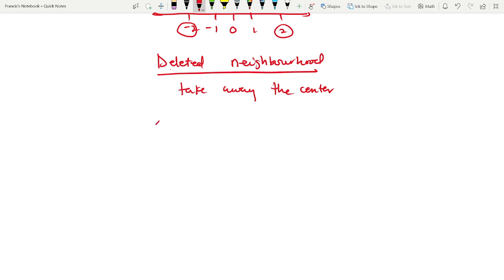So if you have any interval and I find my delta neighborhood around, let's say, A, when you say deleted neighborhood, it means that this A is not part of the interval. So I want to find the interval around A by moving delta units. But after finding that interval, I have to take A out of the interval because I have to delete it from the interval. That is the idea.